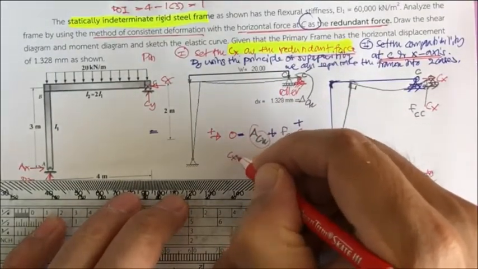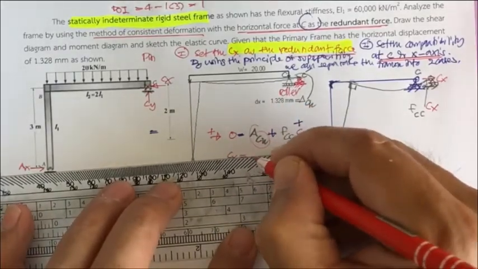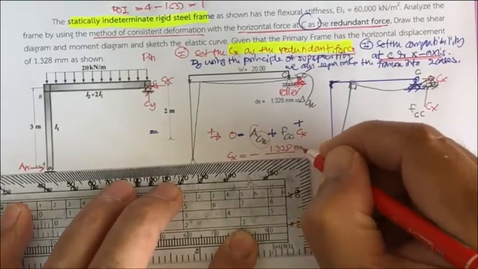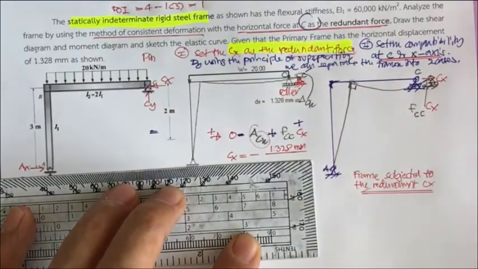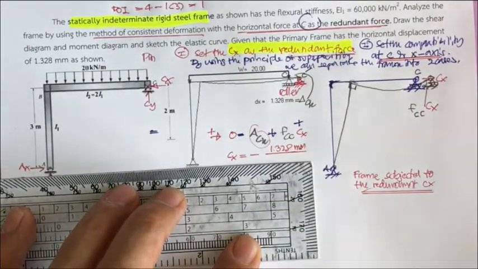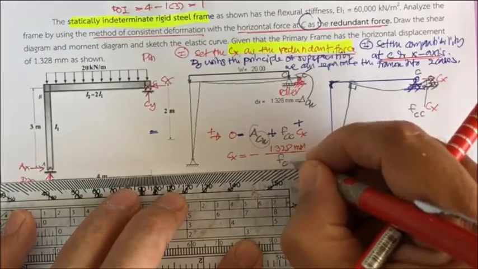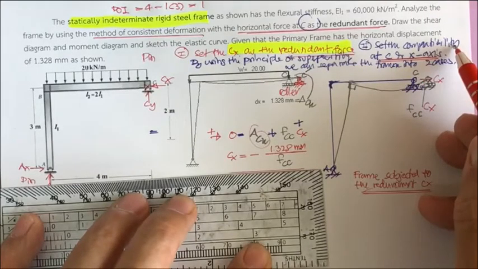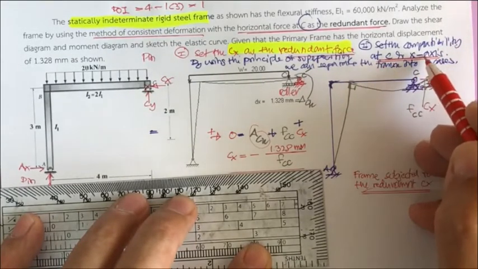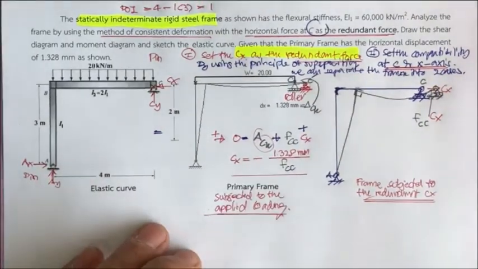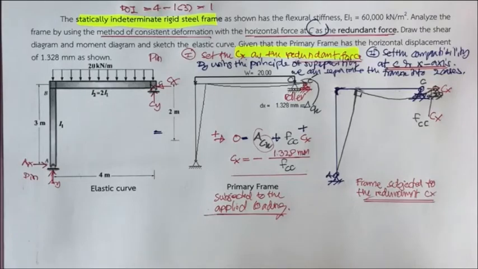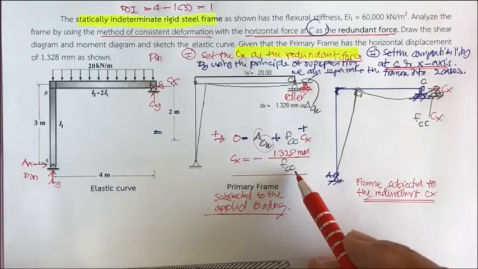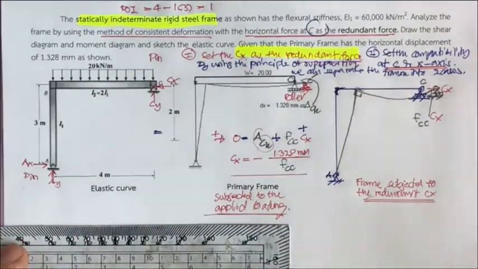So our C sub X is going to equal minus 1.328 millimeter, divided by F sub CC. This is going to be the compatibility condition at C in the x direction. And if we consider this, what we are going to do is determine F sub CC. Okay, so the next step is step 3.